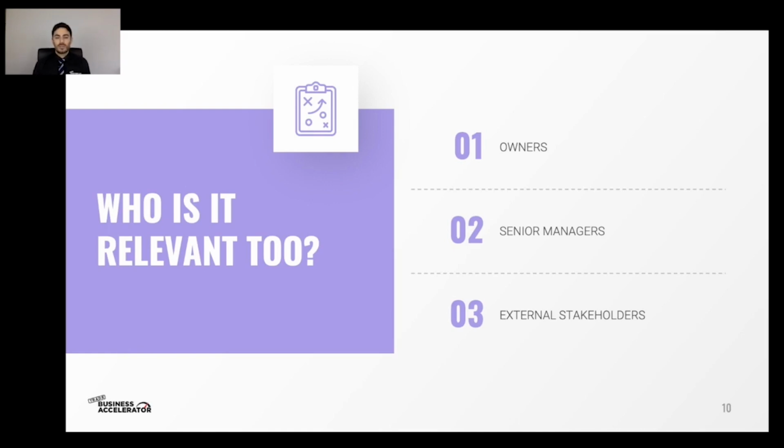So the key people that it's going to be relevant to are the owners, because you're going to want to make sure that your profits are as optimized as they possibly can be. Number two, senior managers, so they know that they're being measured and they're able to improve each element of the business that they're responsible for. And then finally, external stakeholders. So if you're in touch with any external stakeholders that are going to have some type of interest in the way that you do things within your company, you're going to want to have readily available information to provide to them to conform with whatever their guidelines are.